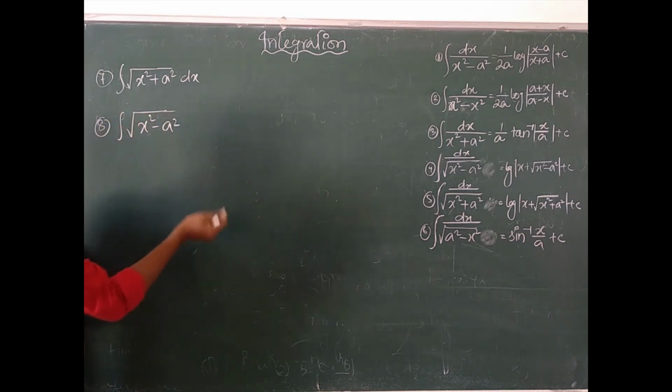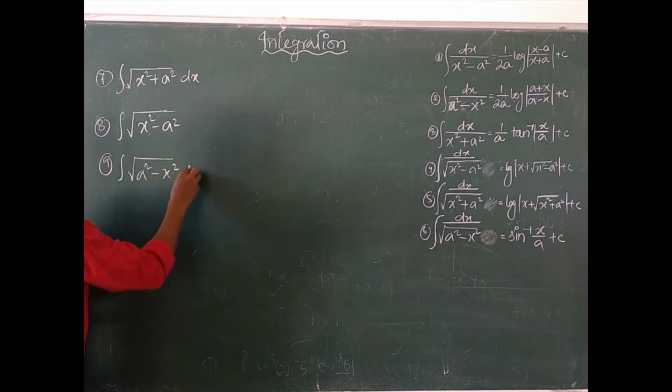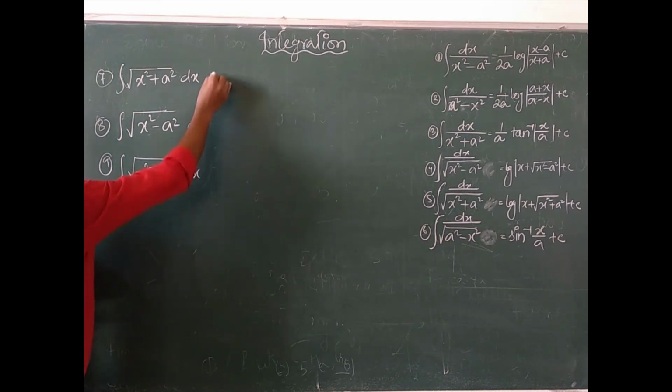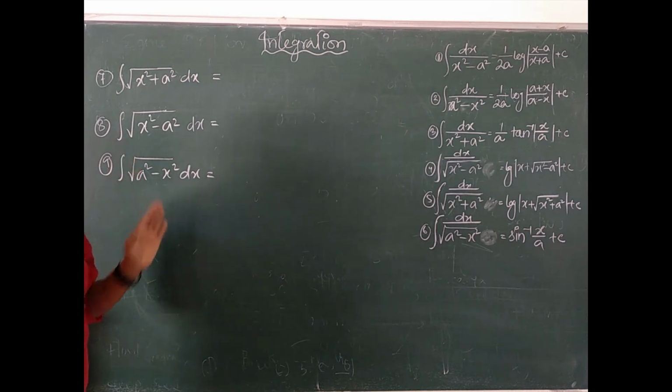If you observe carefully, all the terms are the same. Square root of x square plus a square, x square minus a square. This one is square root of a square minus x square dx. We can easily memorize all those formulas, but in the exam you may get these formulas as a question also.